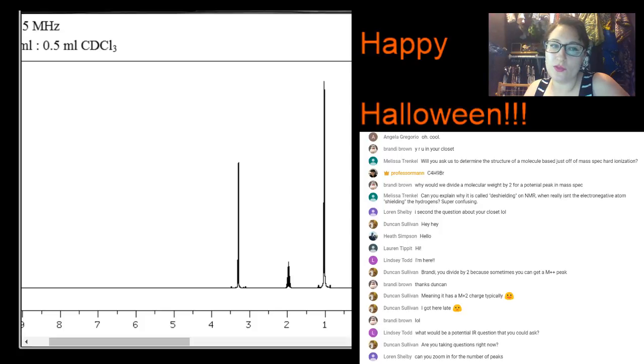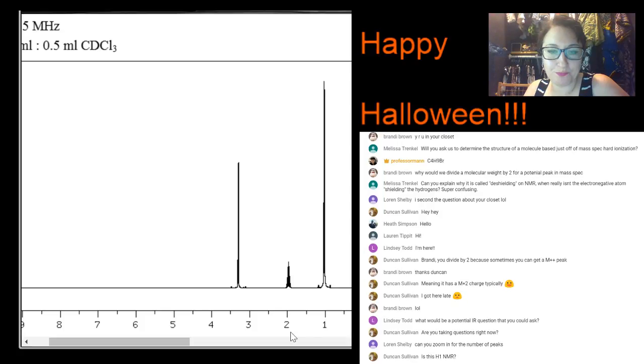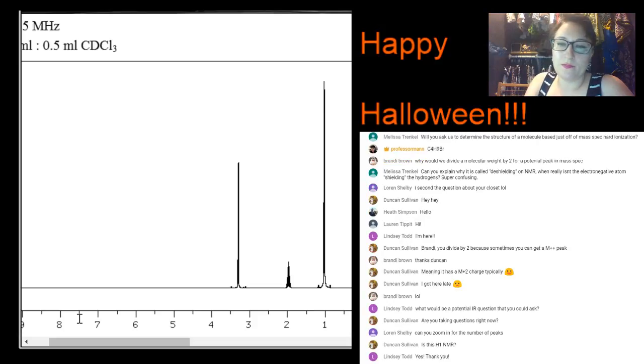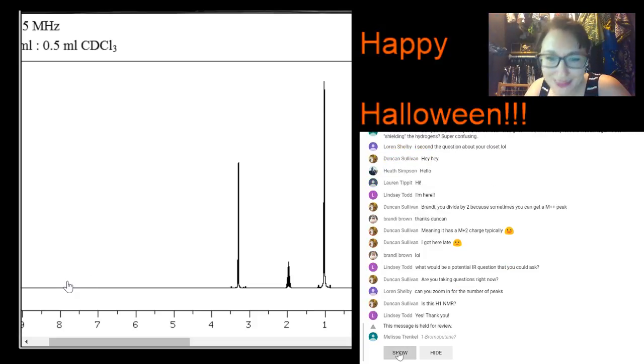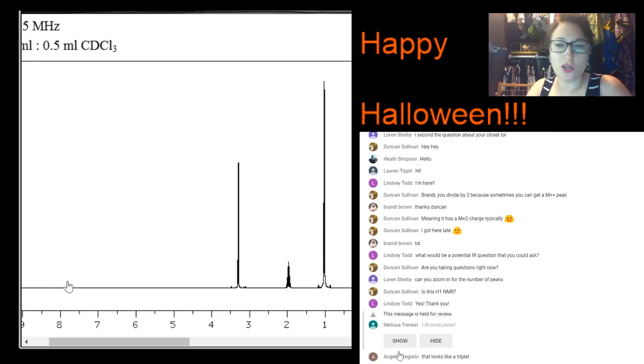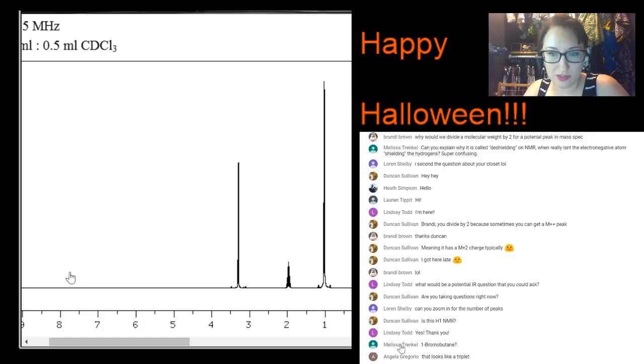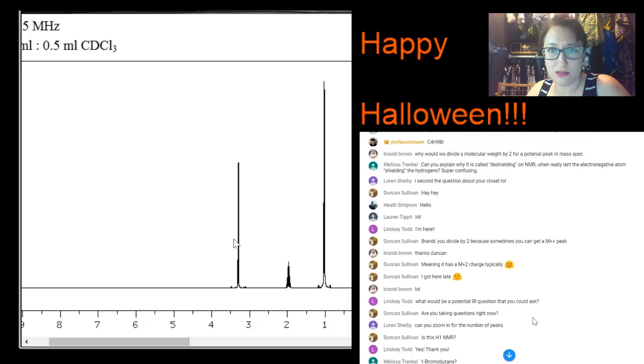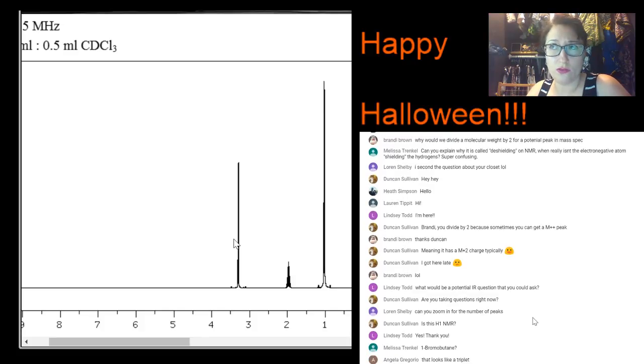I'm using a different website for this, so. Duncan, look at the axis and tell me if that's carbon or hydrogen. 1-bromobutane. Yeah, I think it's a C4H9, 3. I think it's a septet, 7.